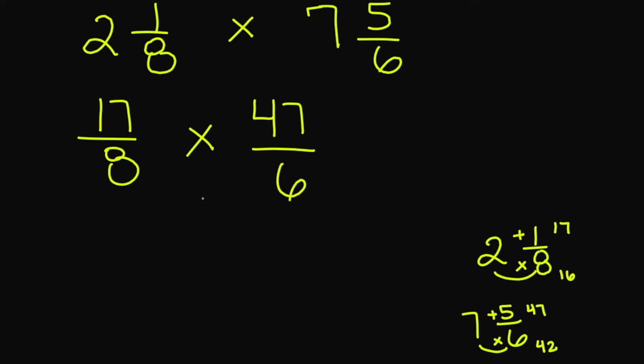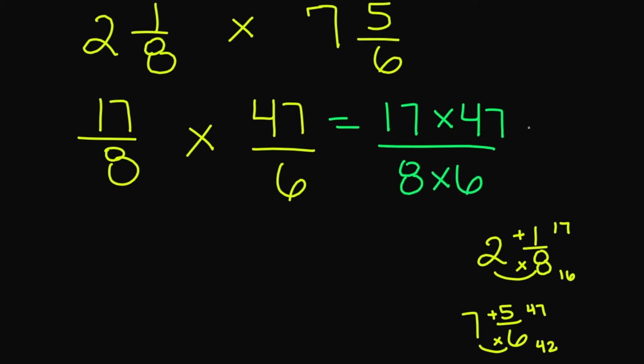All right, so I'm going to go ahead and multiply across. We have 17 times 47 in my numerator over 8 times 6 in my denominator. 17 times 47 is going to be 799 over 8 times 6. This is going to give us 48.